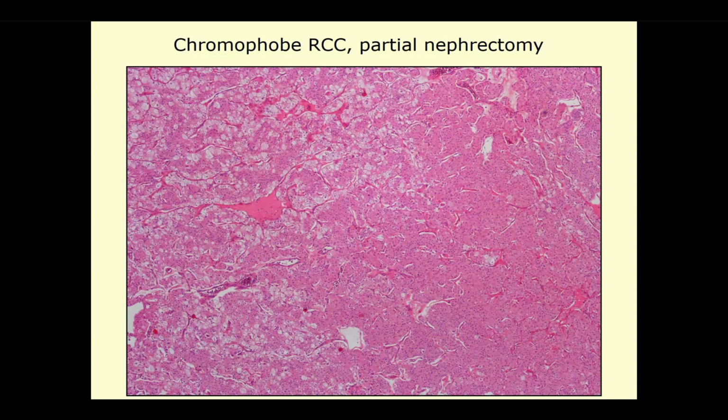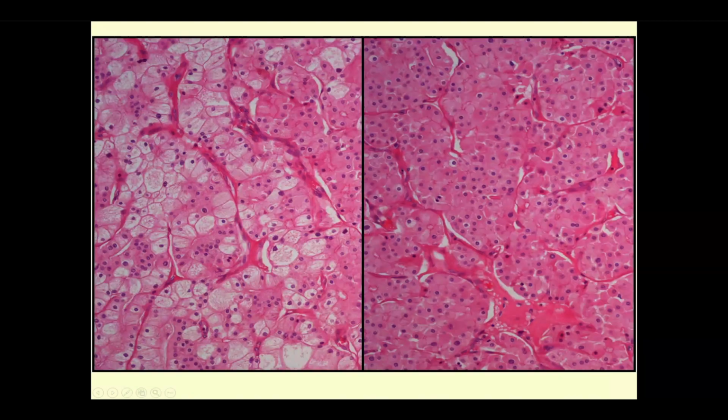So here is an eosinophilic tumor from a partial nephrectomy, and you can see that there is variability in the appearance. So more on the left side, you see there is lots of eosinophilia, but there are areas with more light staining cells, whereas on the right side, it's more densely eosinophilic.